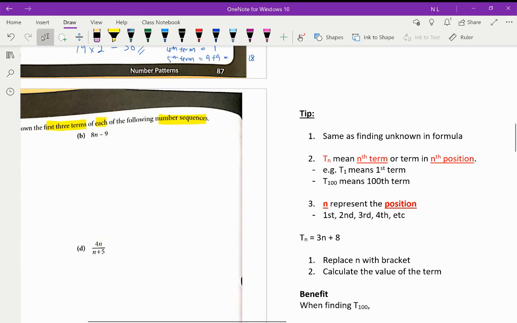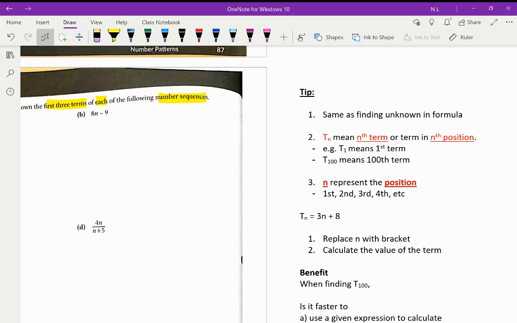So same thing. For part B, they're also asking us for the first 3 terms. Whenever you see an expression, they give you an expression and ask you to find the first 3 terms. All you need to do is to replace the n with a bracket. So I replace n with a bracket. If I'm looking for the first one, I'll put my n as 1. If I'm looking for the third one, I put my n as 3.